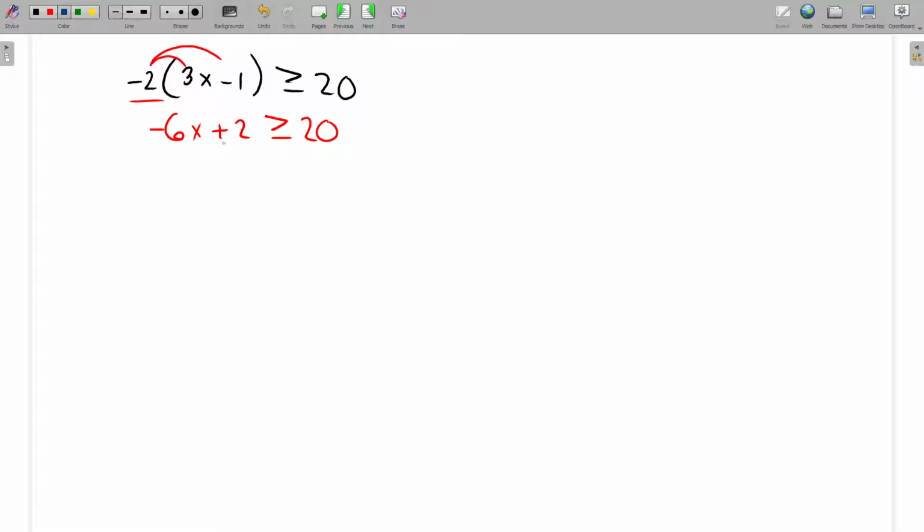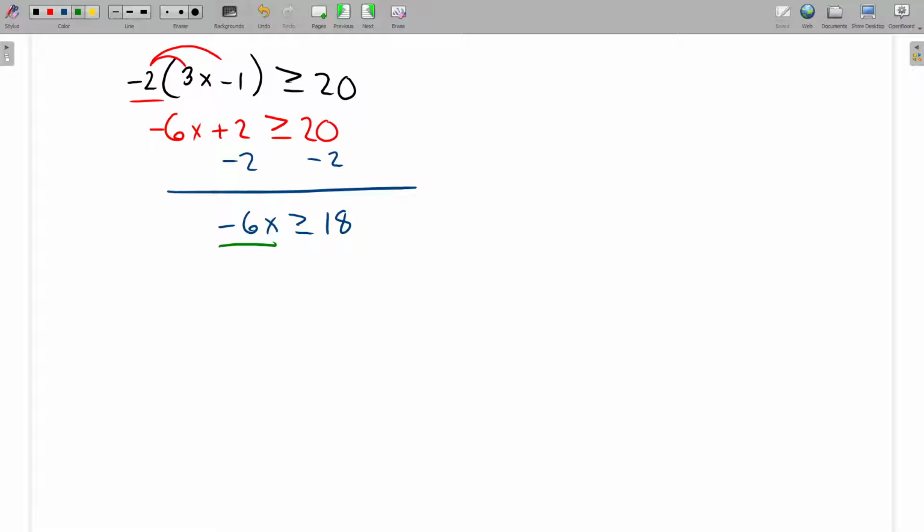And then we're going to solve it just like we have been. I'm going to take this positive 2 that does not have an x, and I want to move it across the greater than or equal to. So to move it across, we're going to subtract it, leaving us with negative 6x is greater than or equal to 20 minus 2, which is 18. Alright, and here's where things get different.